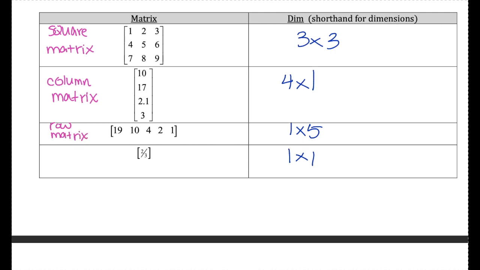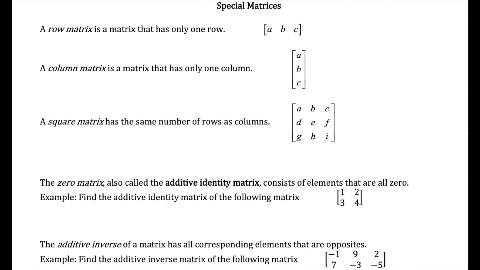Next, we're going to look at a little bit more vocabulary. So we just identified each of these matrices: a row matrix, a column matrix, and a square matrix. So something that only has 1 row, something that only has 1 column, and then a matrix where the number of rows equals the number of columns. There's also something called the zero matrix. This is also known as the additive identity matrix and consists of elements that are all 0. So the additive identity matrix for this matrix here would just be 0, 0, 0, 0.